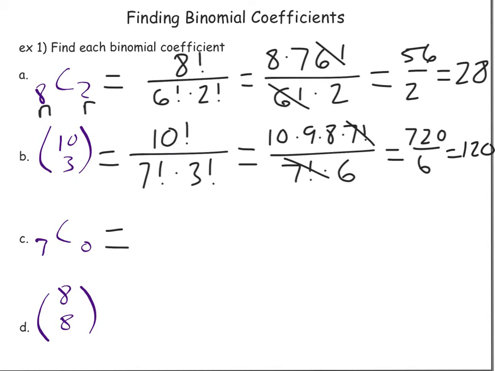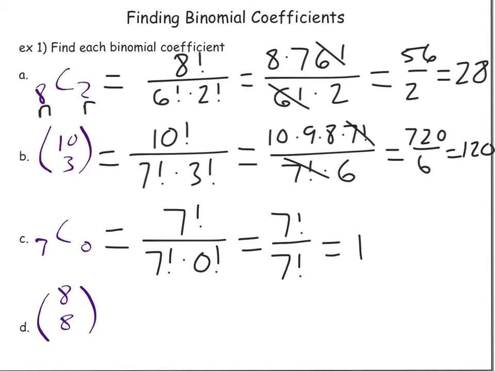Now, just to make sense of this formula, here's one where we should be able to predict the answer. 7 choose 0. There really should be one way to do that, right? If you have 7 items, there should be one way to choose none of them, and that would be don't select any. So this should come out to be 1. Remember, our definition of a factorial said that 0 factorial is 1. Anything divided by itself is 1.